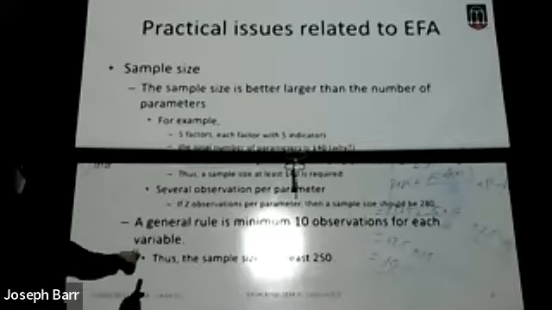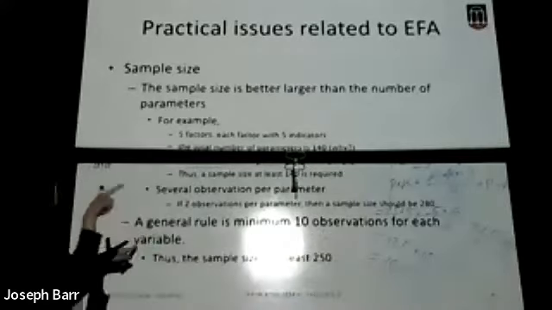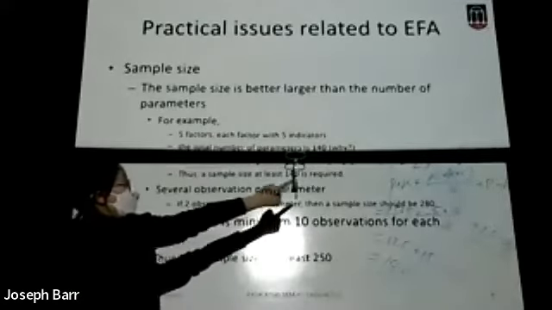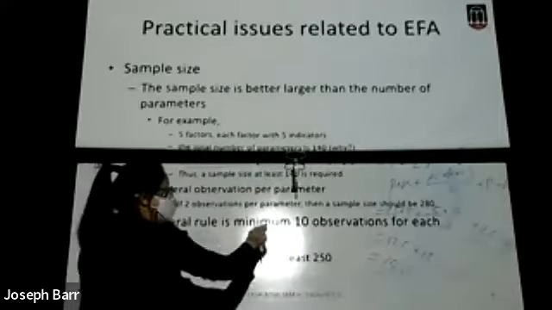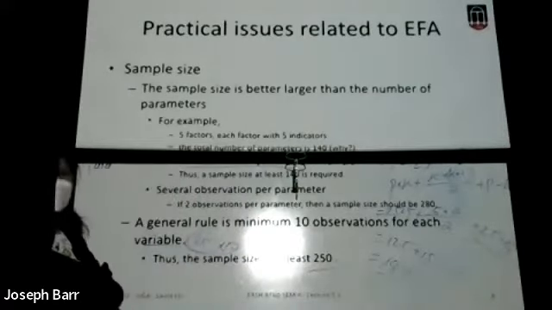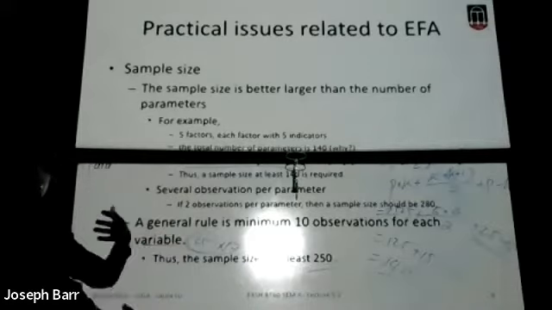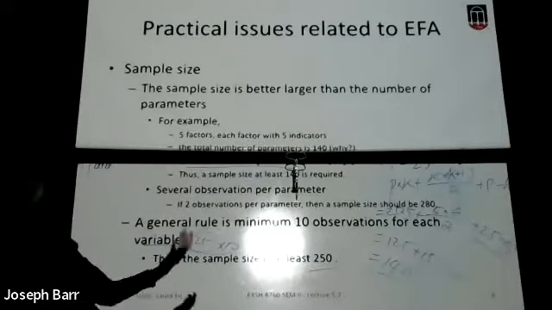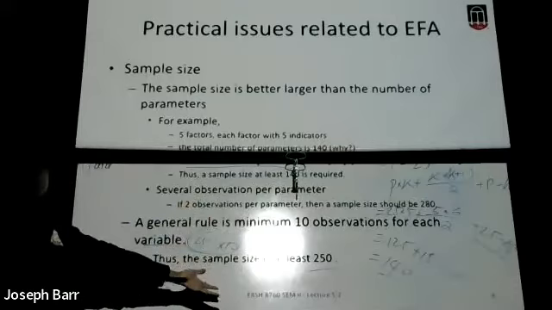Some people also have this rule: minimum 10 observations for each variable. In this case, how many variables do we have? We have 25 variables. If you follow this rule, minimum 10 observations, you need a sample size of 250. Of course, those are minimums. The larger the better. If you have time, energy, and budget, you collect more. But these are minimal. At least you should have this sample size.